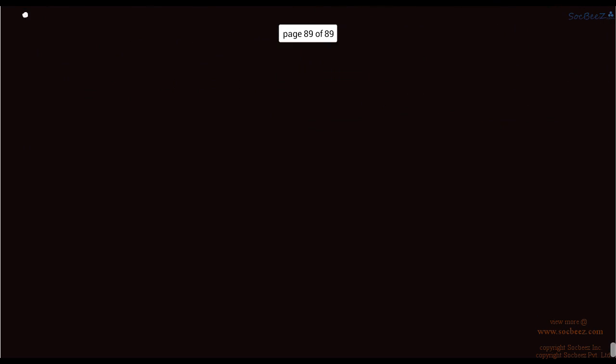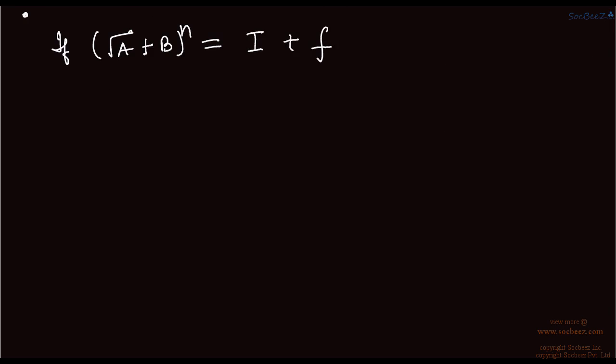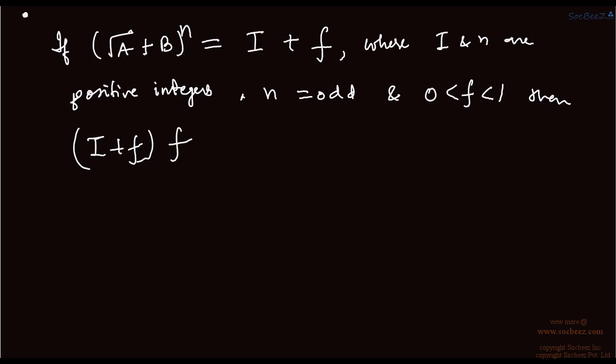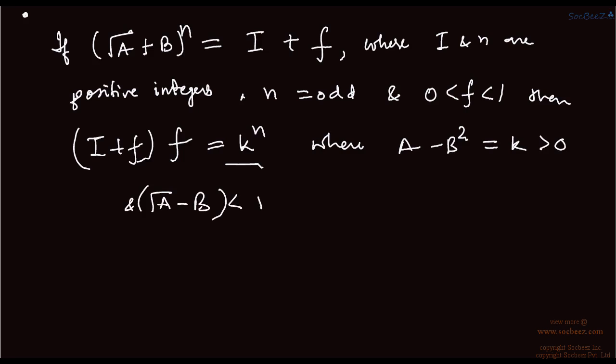Now we were going to read application of binomial theorem. So if (root a plus b) to the power n is equal to some integer I plus some fraction f, where I and n are positive integers, n will be odd, and f is a fraction, so it will be between 0 and 1, then (I plus f) into f is equal to k to the power n, where a minus b square will be k, which is greater than 0, and root a minus b will be less than 1.